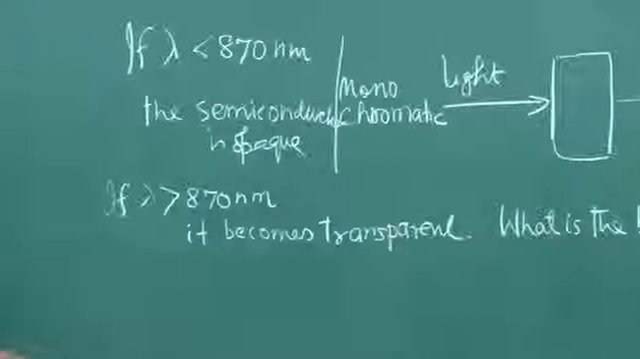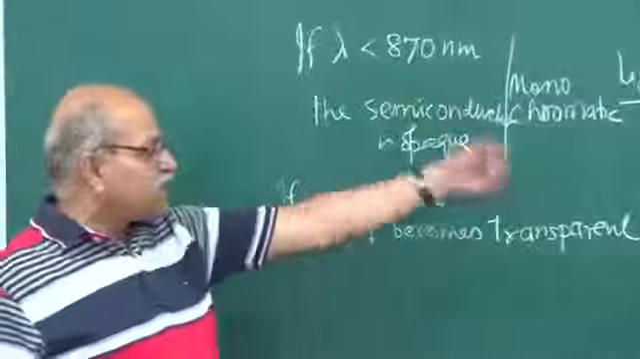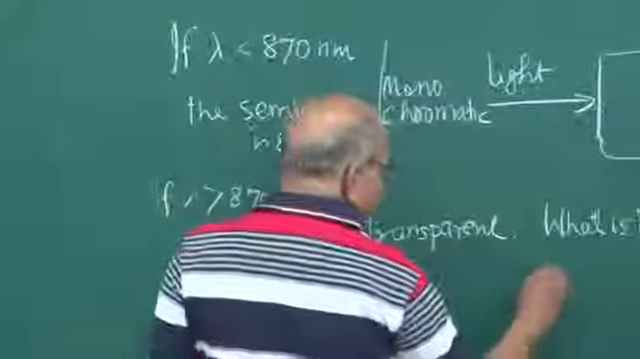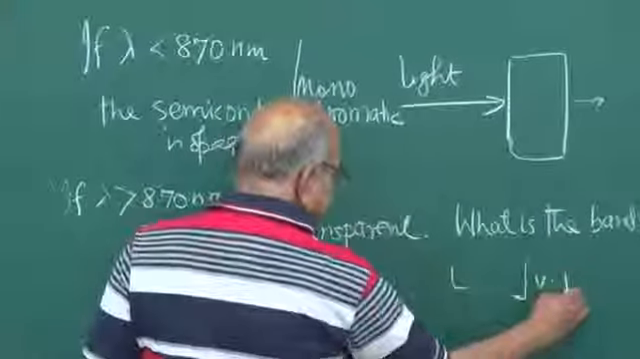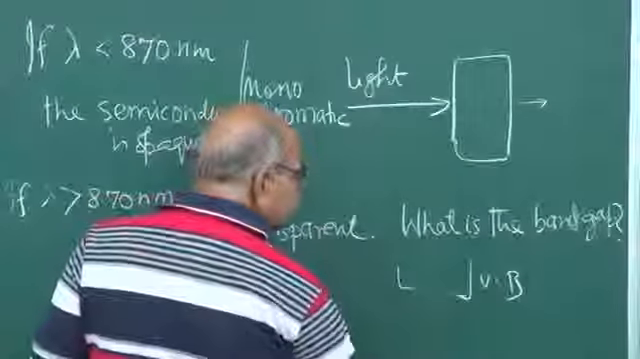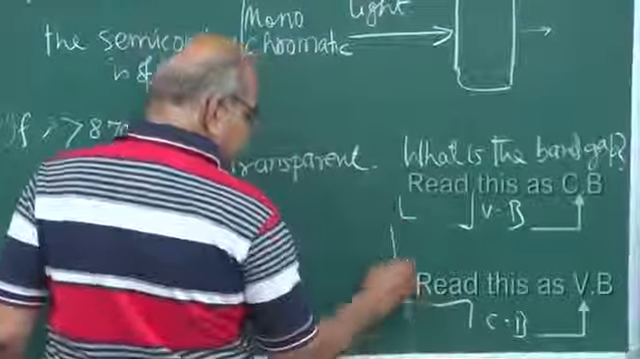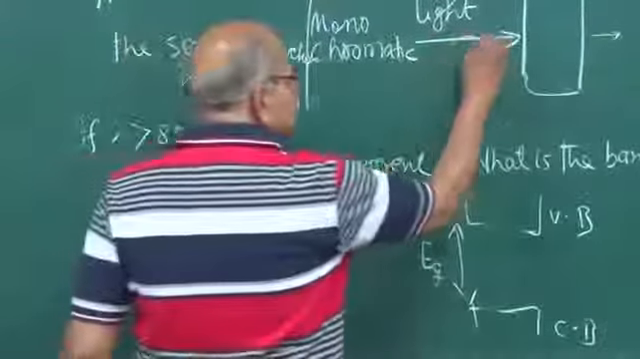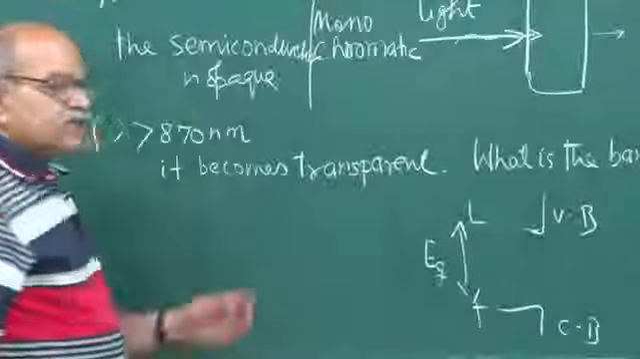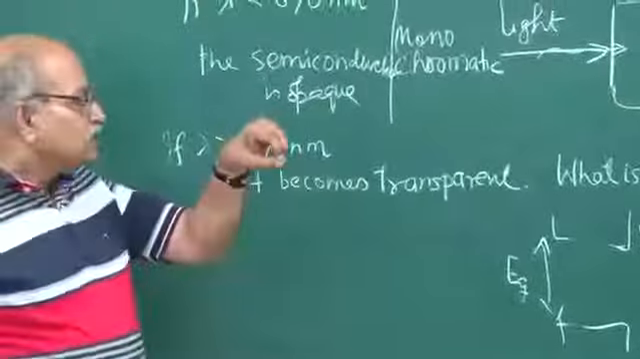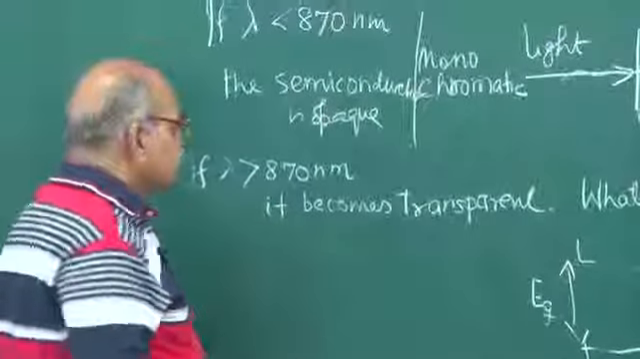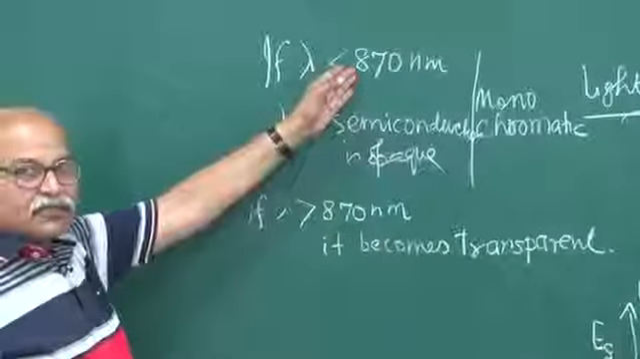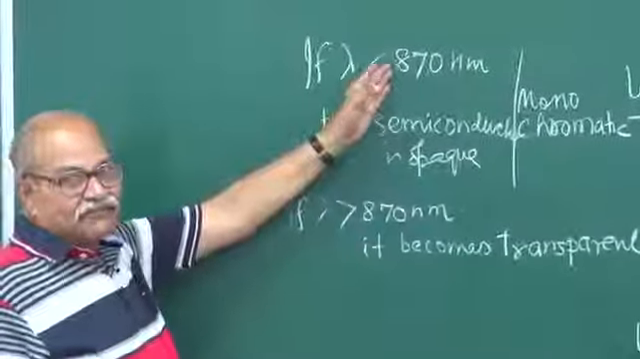So, what is the relation of this absorption and the band gap? You have the semiconductor, so you have a valence band, you have conduction band, and then there is a band gap, Eg. So, if light falls on this, light photons have certain energy, and you can calculate what is the energy of the photon corresponding to this particular wavelength.